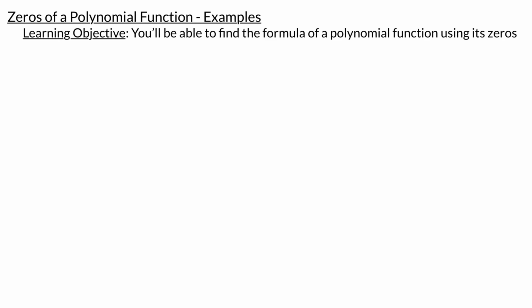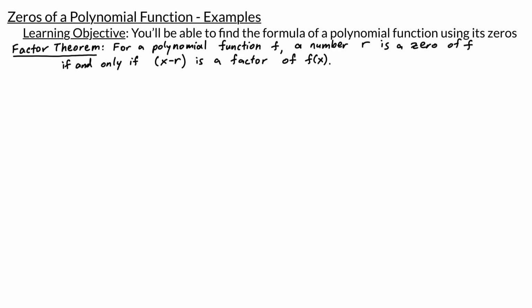In this video, we'll be looking at examples of using the factor theorem to help us find the formulas for polynomial functions. Remember that the factor theorem tells us that if any number is a zero of a polynomial function, then x minus that number is a factor of that polynomial. Let's now take a look at some examples.